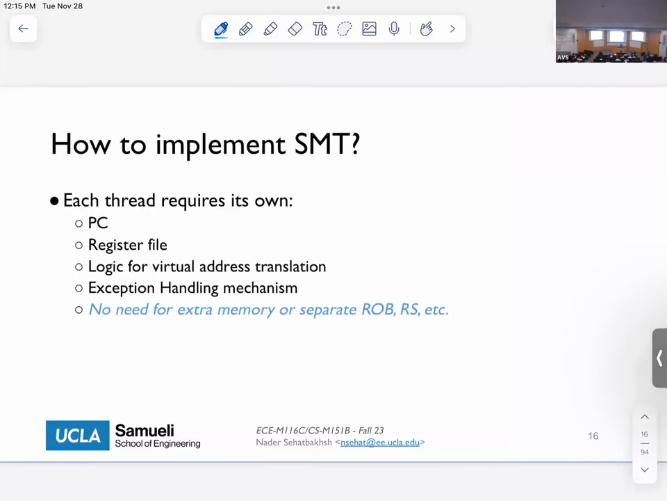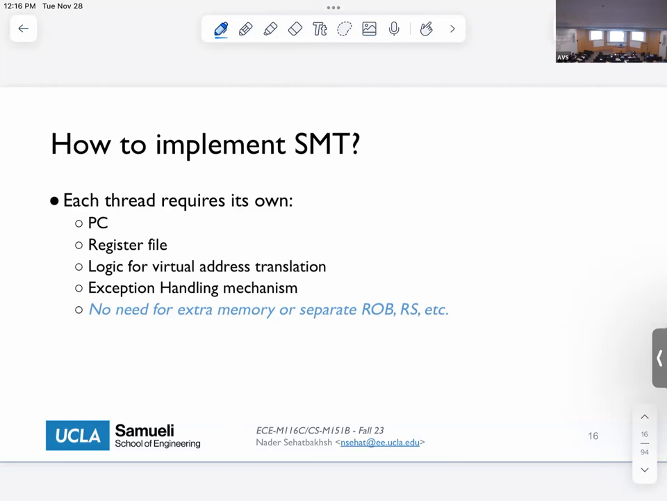That's the idea. Let me talk a little bit about how we implement this. Essentially for SMT, each thread needs its own PC, its own register file, its own logic for virtual address translation, and a method for exception handling or any sort of flushing that we need to do. We don't need extra memory, extra reservation stations, or an extra ROB, because these can be shared and each entry can be tagged by the process.